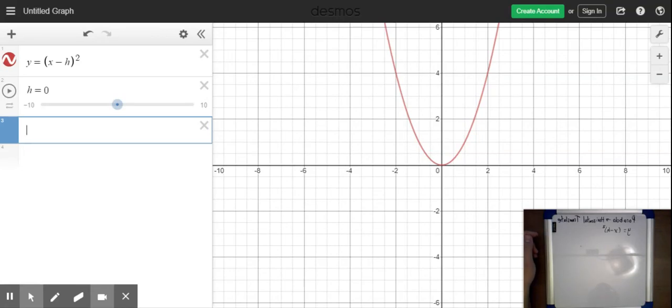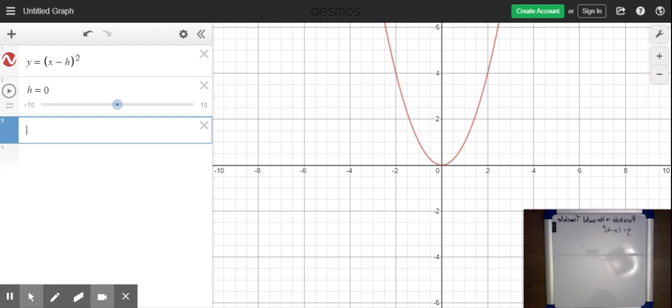All right, let's talk about horizontal translation. With horizontal translation, we're moving our graph left and right without changing its shape. So we're not affecting the direction of opening. We're not making it narrower or wider or anything. We're just moving it left and right.